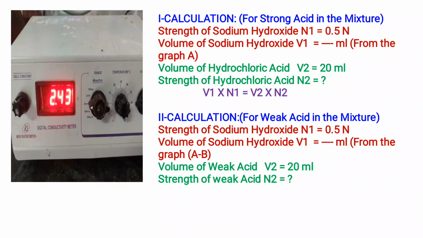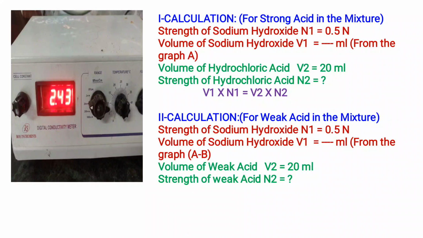We know that the strength of sodium hydroxide is 0.5 N. The volume of sodium hydroxide is arrived at from the graph. The volume of hydrochloric acid is 20 ml. From these values, we can calculate the strength of hydrochloric acid present in the mixture.